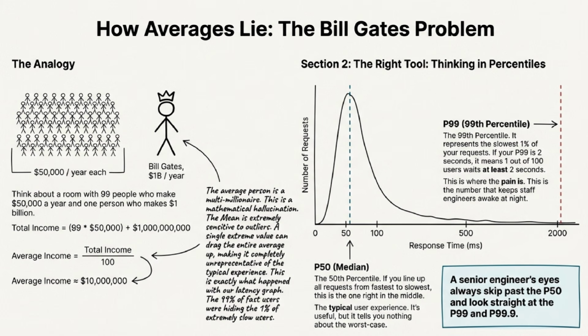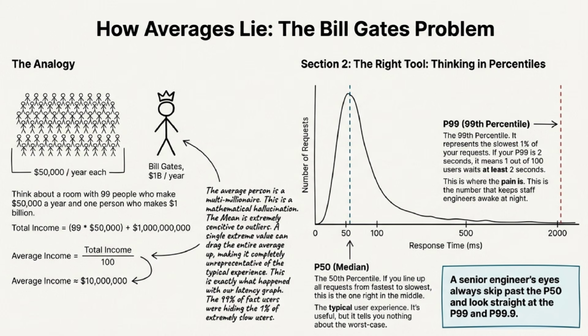But as a senior engineer, your eyes should always skip past the P50 and look straight at the P99 and P99.9. The P99 is the 99th percentile. It represents the slowest 1% of your requests. If your P99 is 2 seconds, it means 1 out of every 100 users is waiting at least 2 seconds. Now you might think, okay, Andre, 1% isn't that bad. We can live with that.